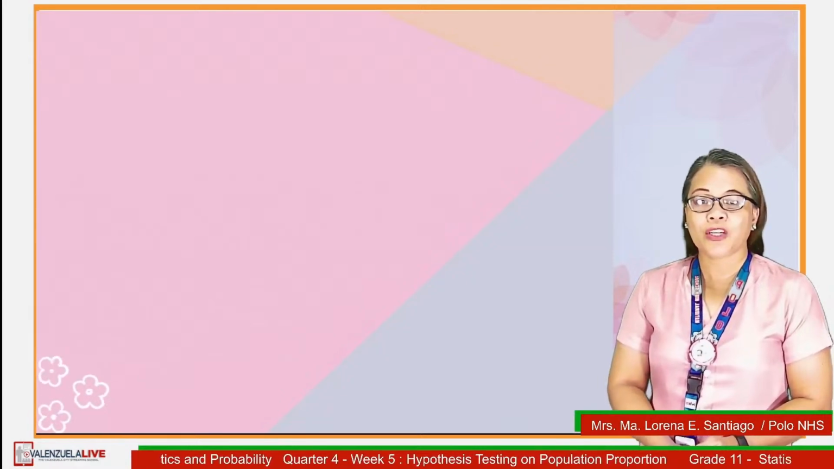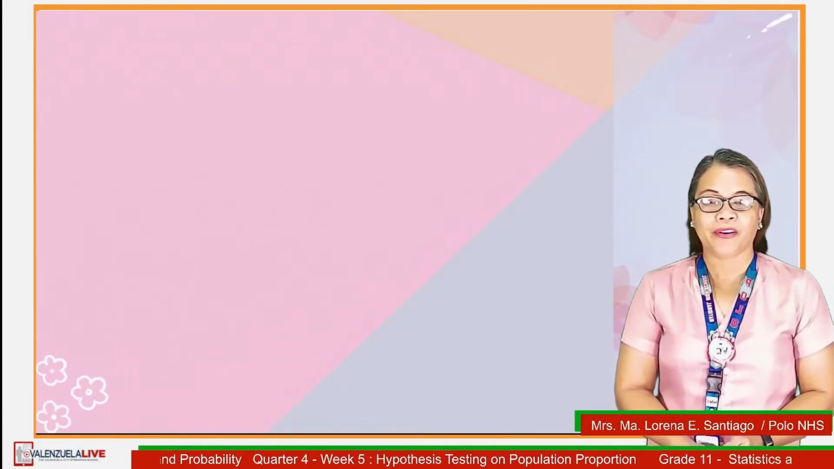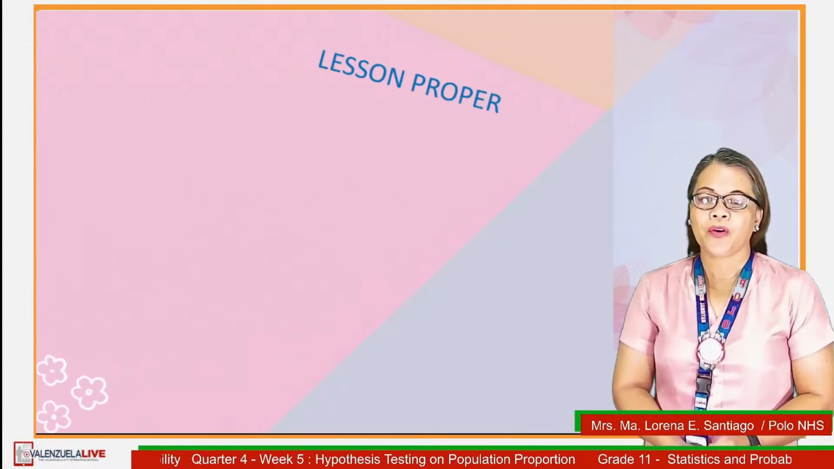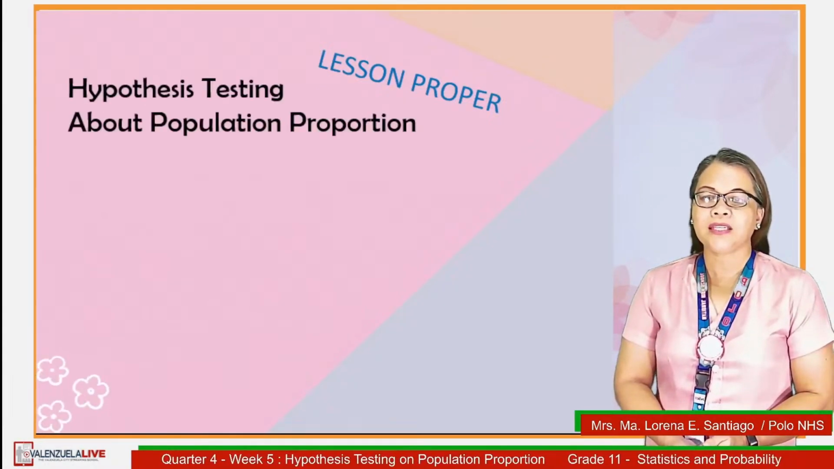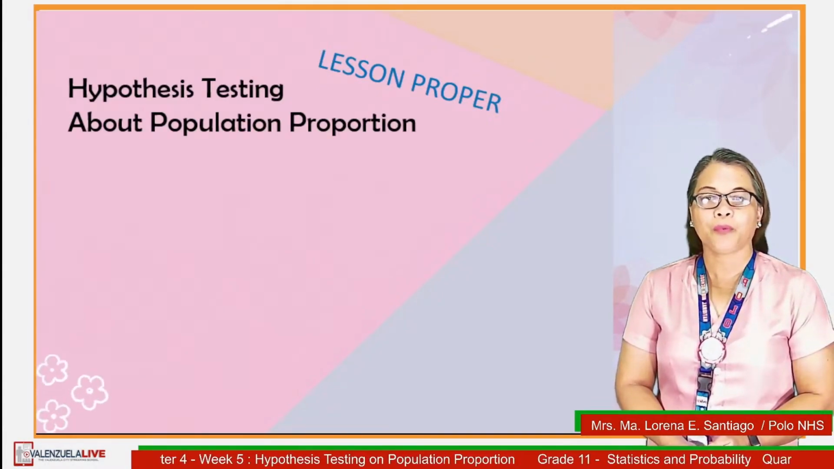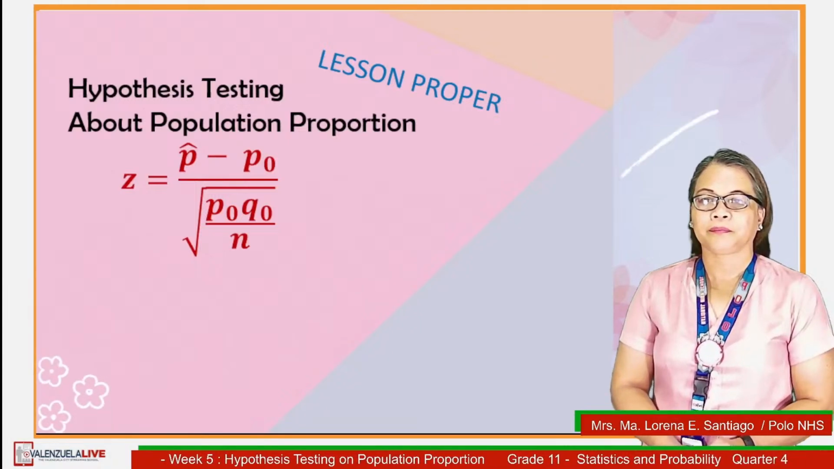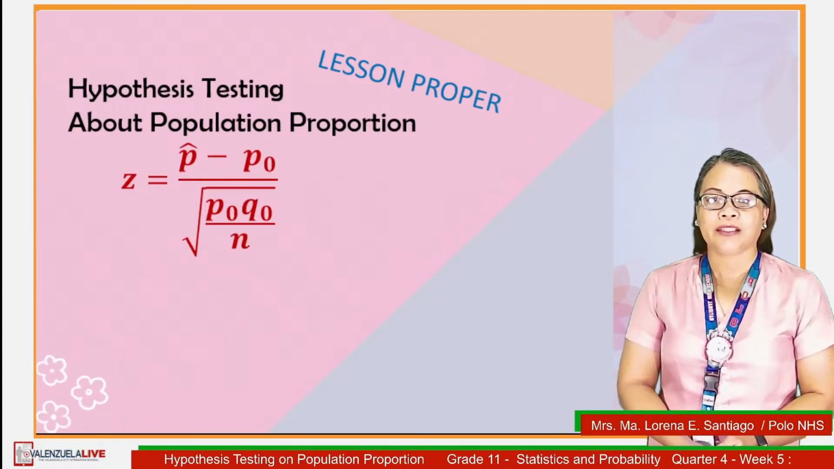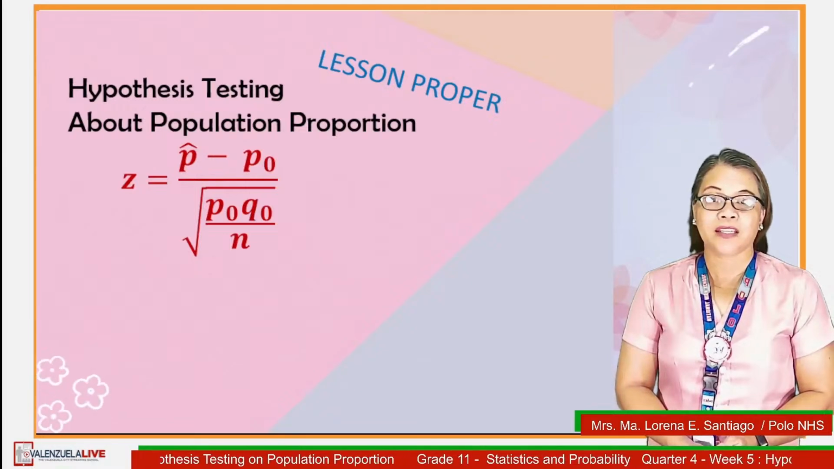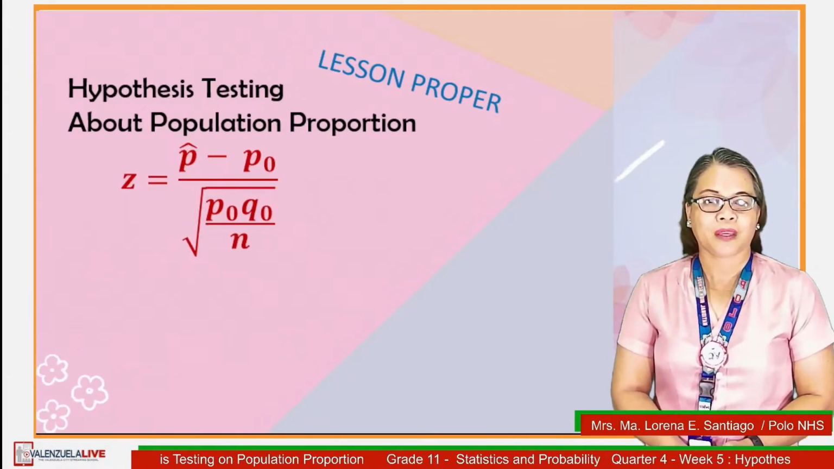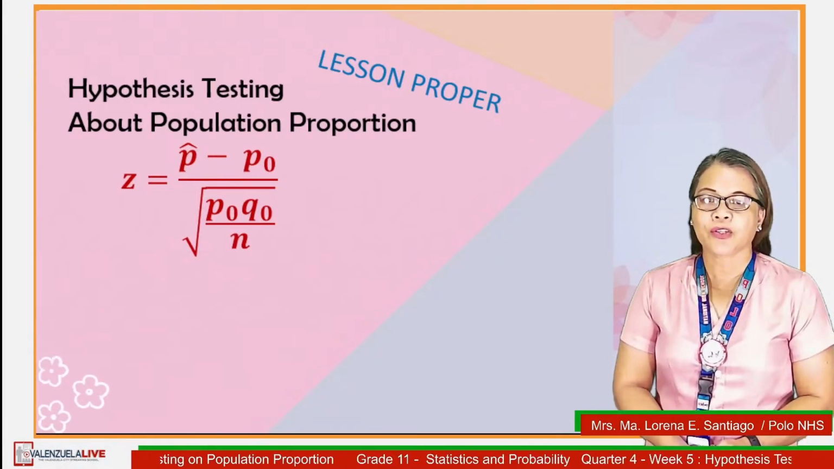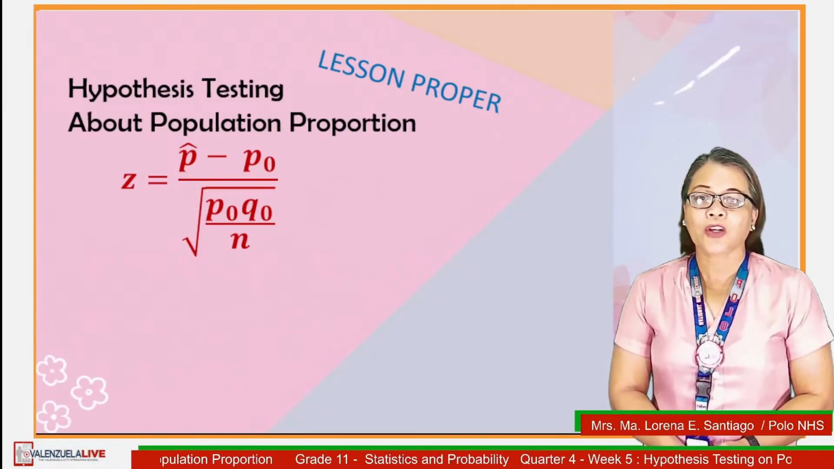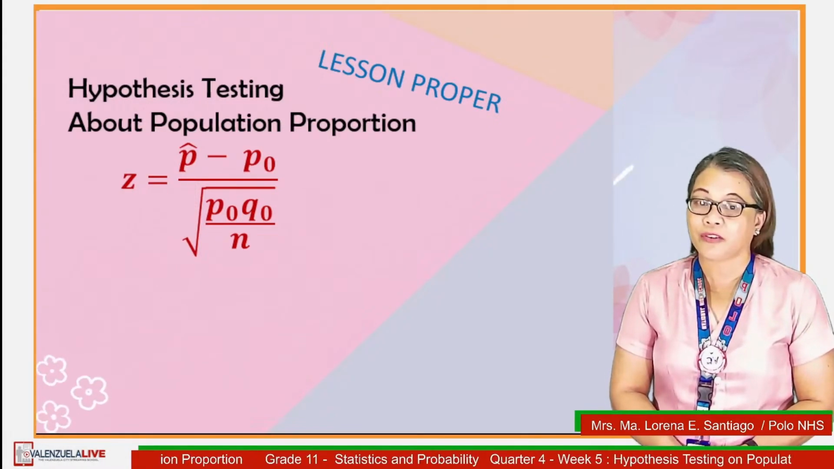Can you now distinguish a type 1 error from a type 2 error? Wow. Let's go now to the lesson proper, which is hypothesis testing about population proportion. In the previous lessons, you have learned how to formulate null and alternative hypothesis for population mean. We identify critical values, compute test statistic, make decisions, and state conclusions based on the results.